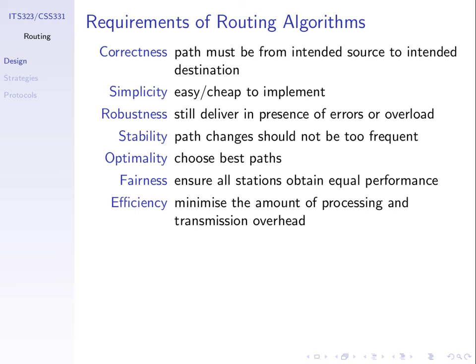The next thing, we'd like an algorithm which is robust. What that means is, if it chooses a path, and then we find that there's some error in the network, the algorithm may be able to adapt and choose a different path.